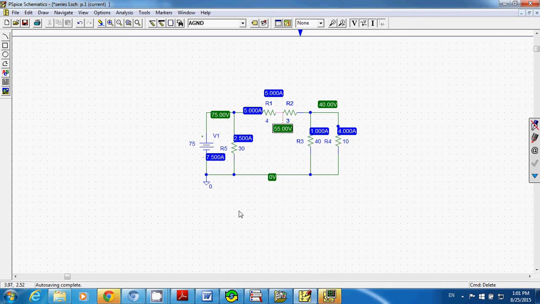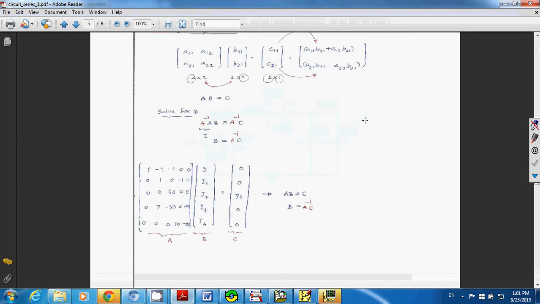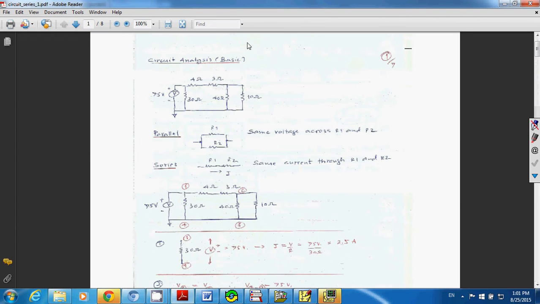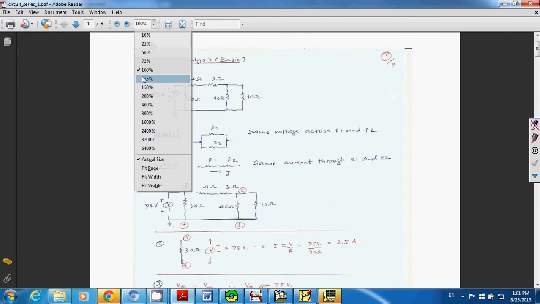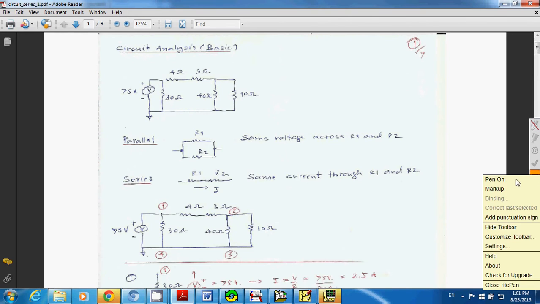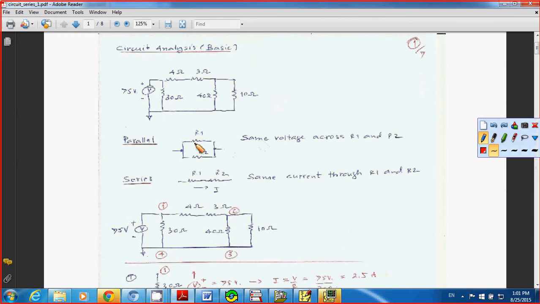Now the next step is that you go to my lecture note here. Let's analyze the circuit. Just recall the basic idea about how to analyze the circuit. When you have two resistors in parallel, that means the voltage drops across R1 and R2 are equal, right? Because they connect to the same point. That's why we call it connected in parallel.